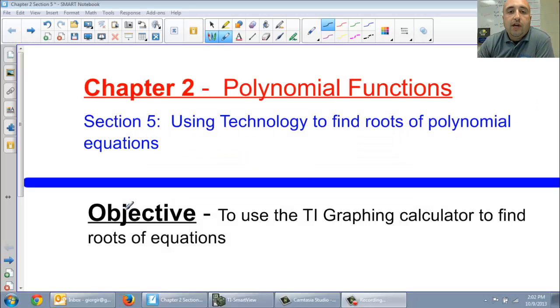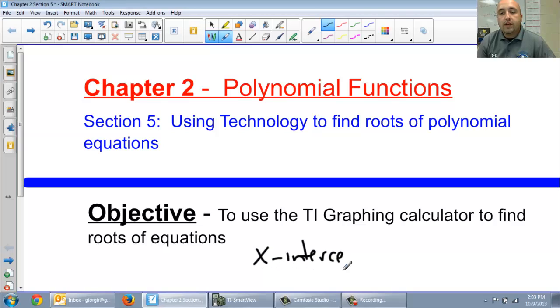All right, welcome to Chapter 2, Section 5. We are going to use technology to find roots of polynomial equations. So what does that mean? In regular terms, we're going to use our TI graphing calculator to find the roots of equations. Another way to write roots is x-intercepts. So we are going to find x-intercepts using our graphing calculators.